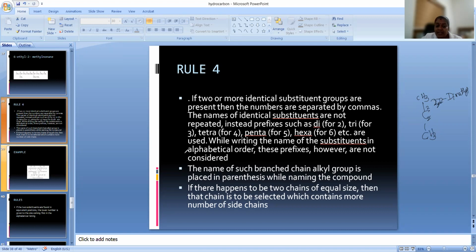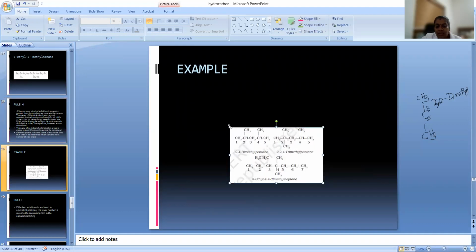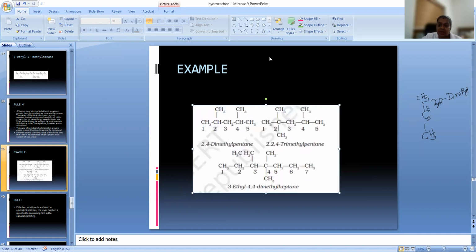Okay. And next is the name of such branch which in alkyl group is placed in. Okay, so that is different. Now if there happen to be 2 chains of equal size, then that chain is to be selected which contains more branches. So that we can see in the example. That's easier to understand from the example. So here you see, you can number it in 2 different ways because branches are there, right? So I'm telling you this example.